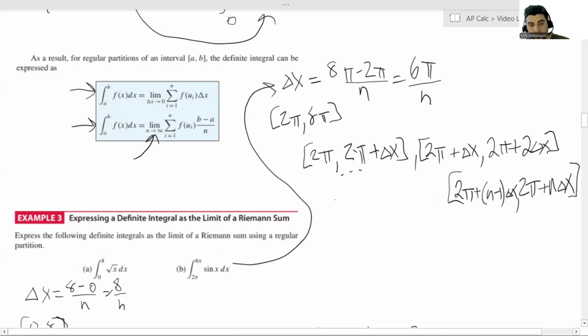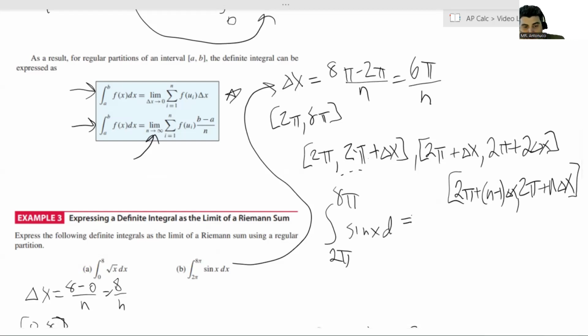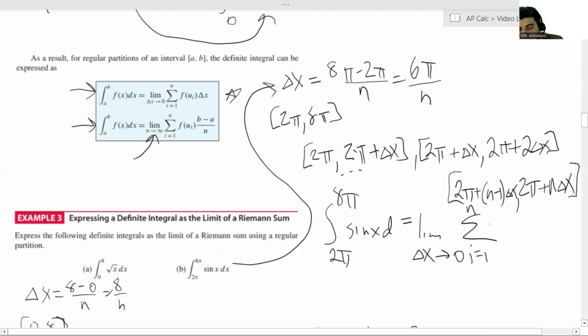So if we use the first expression, the integral from 2 pi to 8 pi of sine x dx, this is going to end up being the limit as delta x approaches 0 of the sum from i equals 1 to n of sine of 2 pi plus i delta x times delta x.